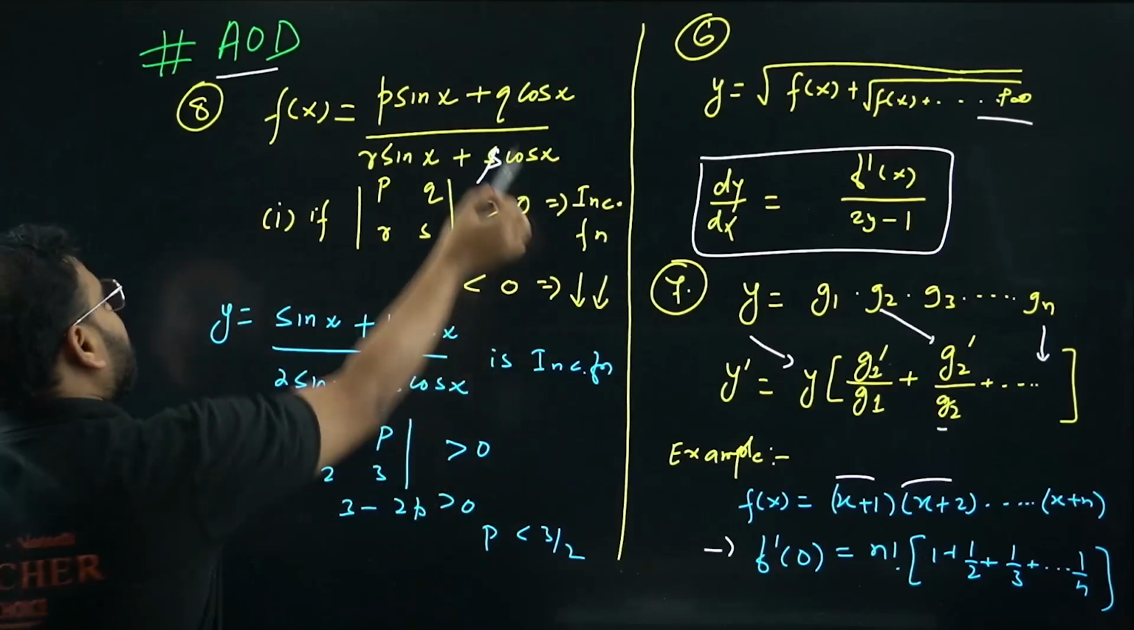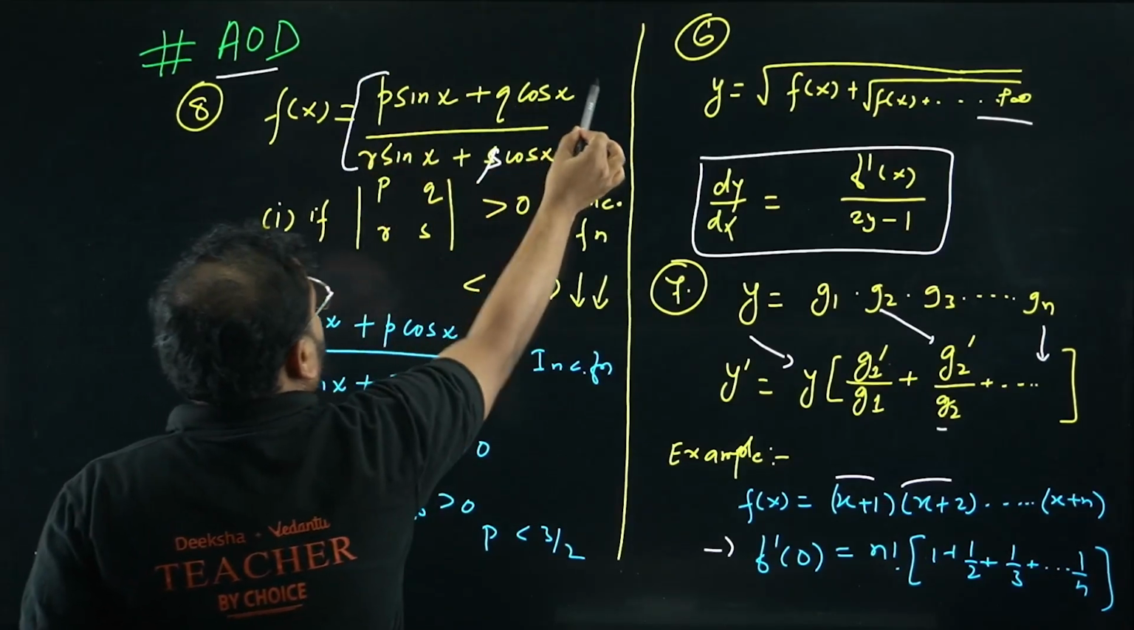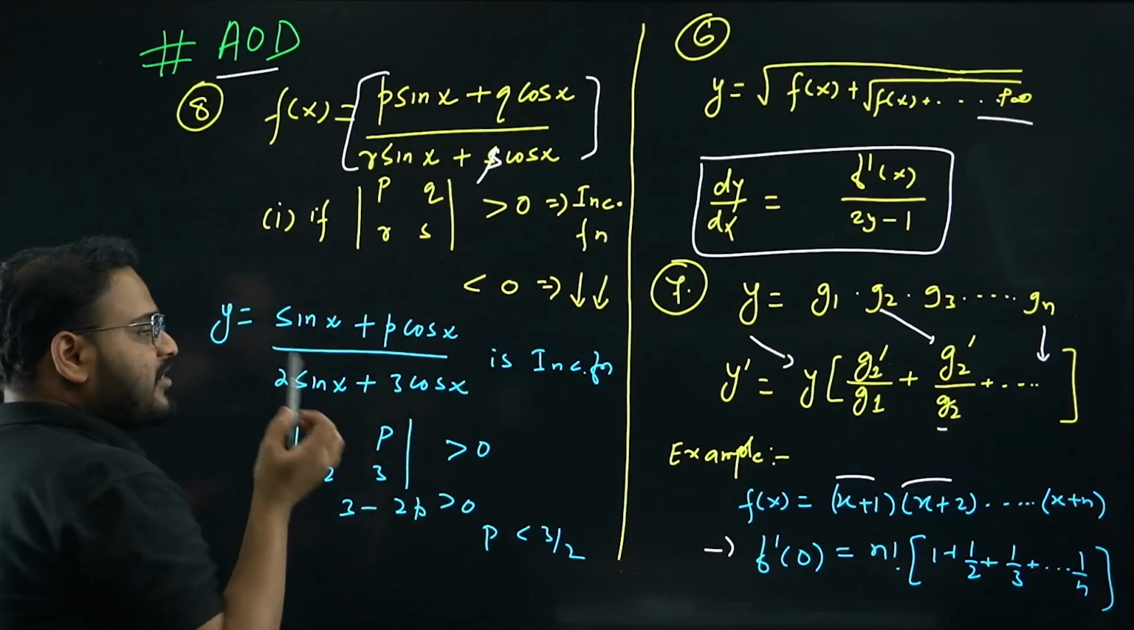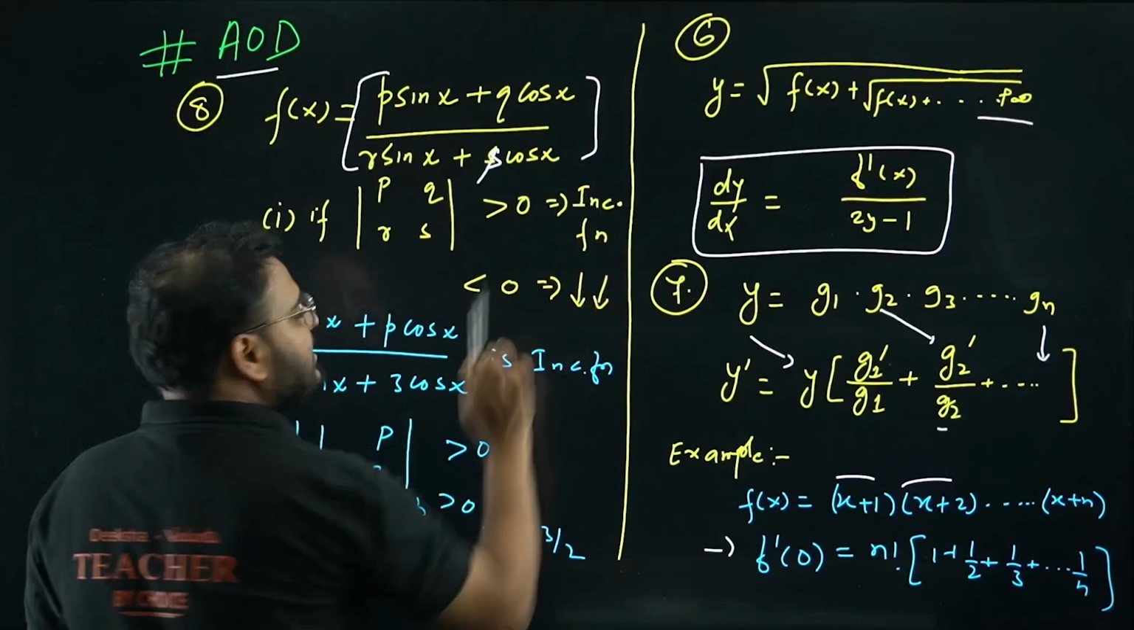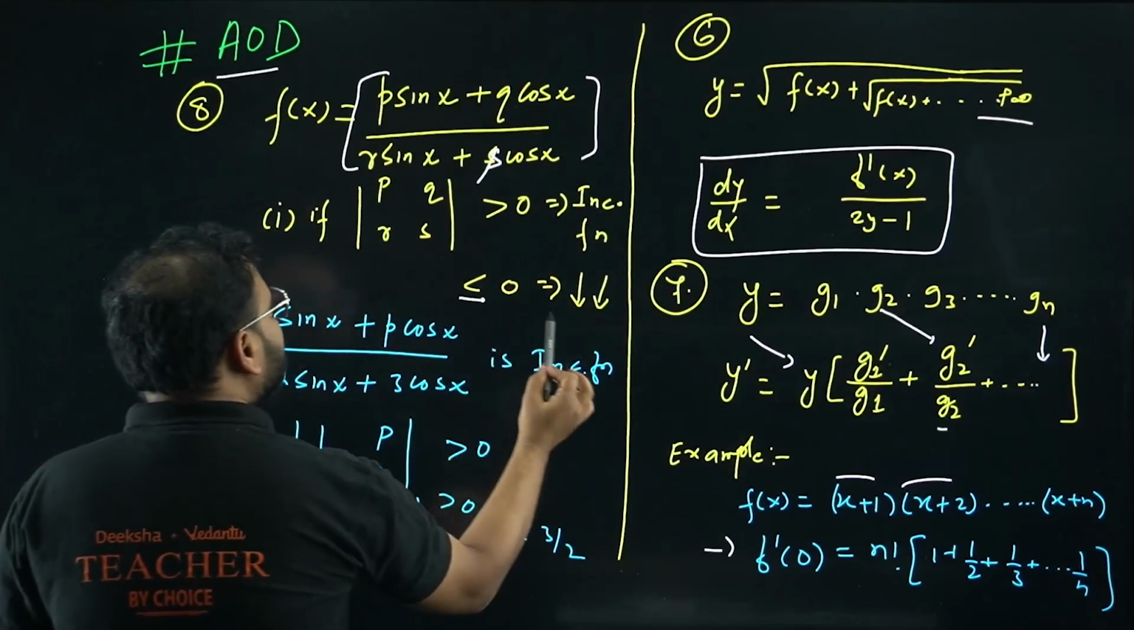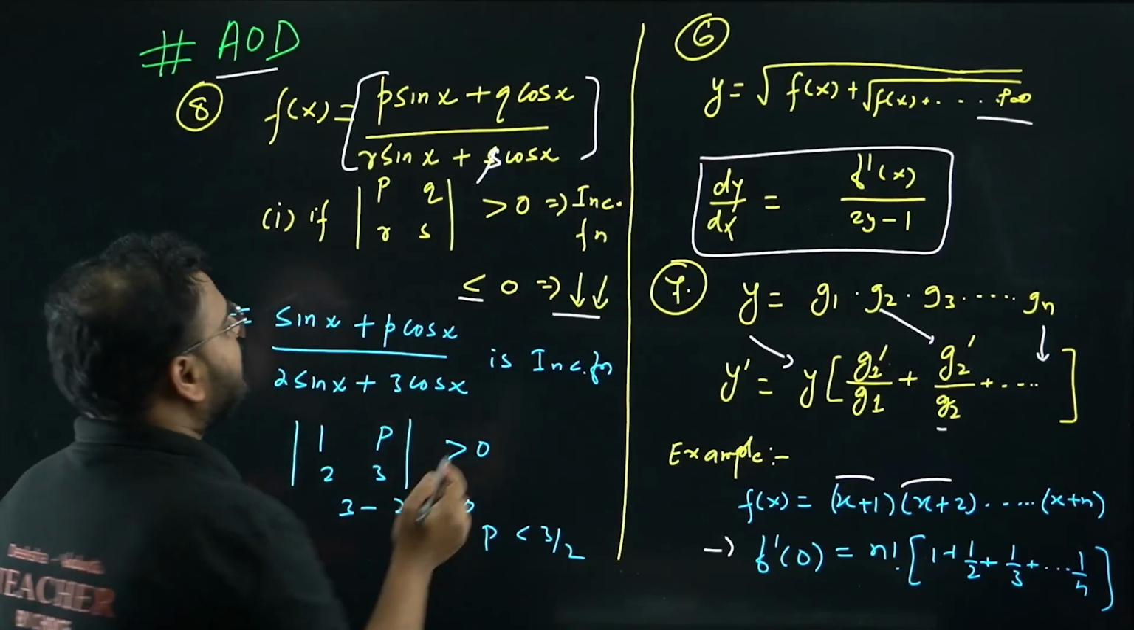Please check. This form is given to you, and they're asking for an increasing or decreasing function. If you can find the determinant and get more than 0, it means it'll be an increasing function; less than 0 means it'll be a decreasing function. What is this, sir? Decreasing function.